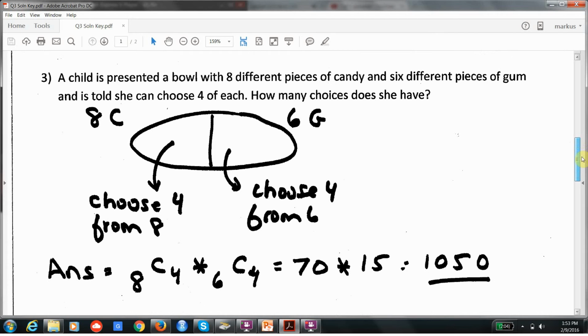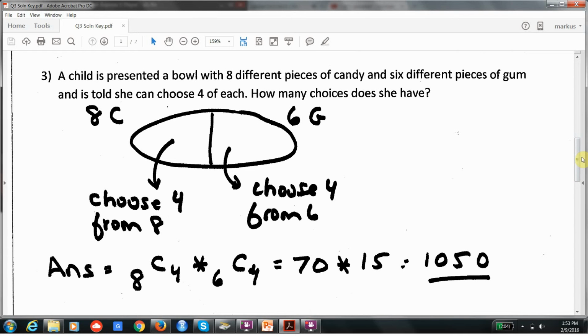Okay, it says here, a child is presented with a bowl of 8 different pieces of candy, 6 different pieces of gum. She can choose 4 of each. How many choices does she have? Okay, let's look at the candy first. The candy and the gum are independent, right? How she's choosing them. So we want to know how many ways can she choose 4 pieces of candy from the 8 pieces. Well, that's a combination, right? We're choosing 4 from 8, and order doesn't matter. Okay, and we're choosing without replacement. That's important. So this is 8 choose 4.